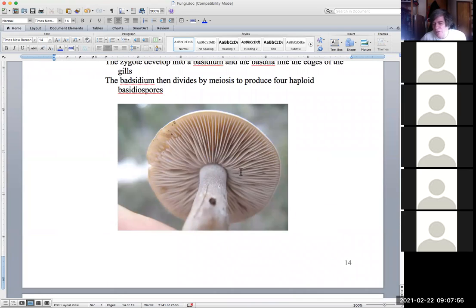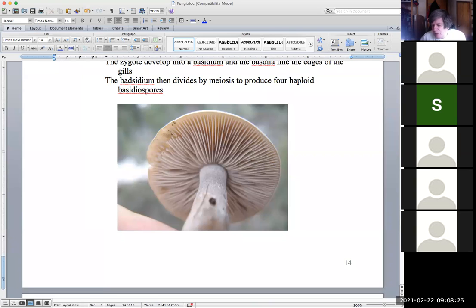So here's a view of the underside of the mushroom. So here's the stipe, kind of the central stalk. You can see all these gills, these long lines running from the stipe in the middle out to the edge of the cap. And these gills, if we look along the edges of these, this is where we'll see a basidium with spores. And each gill has a lot of basidia on it.